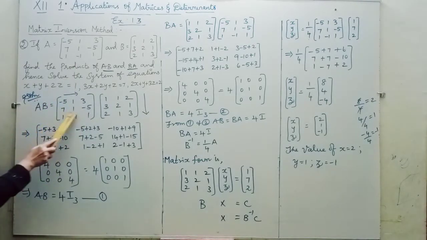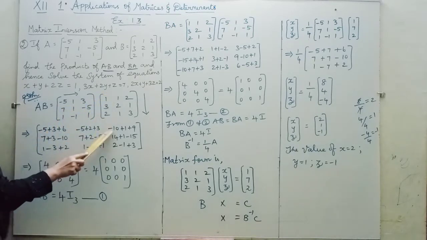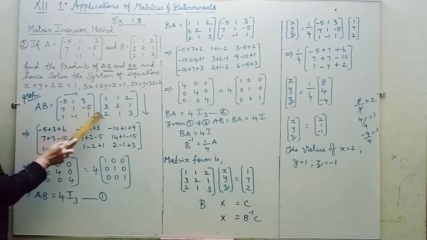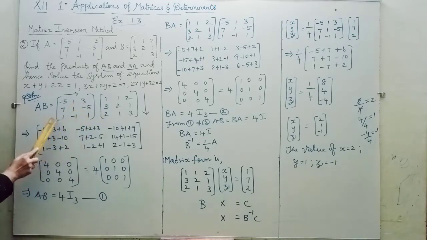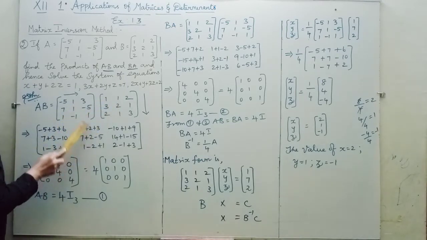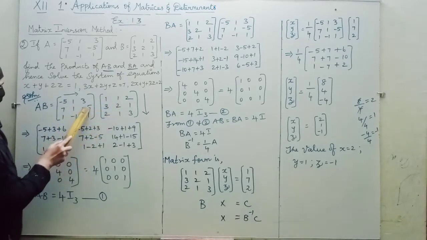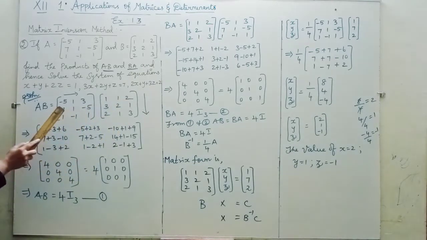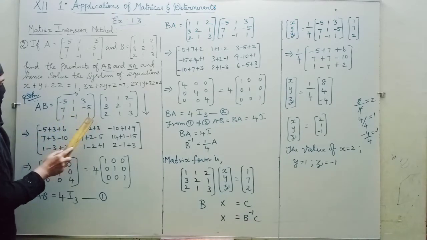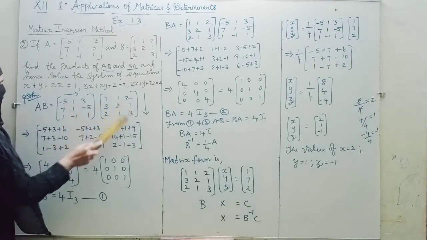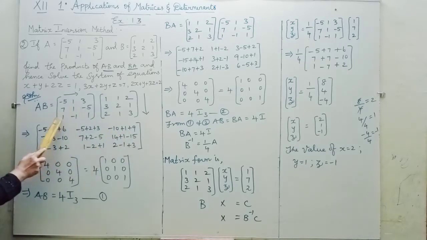Next we take the second row and first column: 7 ones are 7, 1 into 3 is 3, plus into minus is minus, 5 twos are 10. Next, second column: 7 ones are 7, 1 into 2 is 2, plus into minus is minus, 5 into 1 is 5. Next, 7 twos are 14. If it is plus, you don't need to multiply the signs; if minus is there, you do the sign multiplication. So 7 twos are 14, 1 into 1 is 1, plus into minus is minus, 5 into 3 is 15.